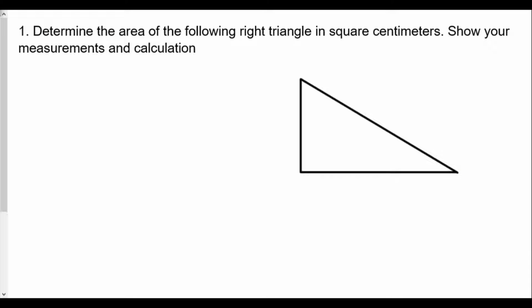Welcome back, everybody. This is going to be the home review for lesson 30, the area of a polygon.